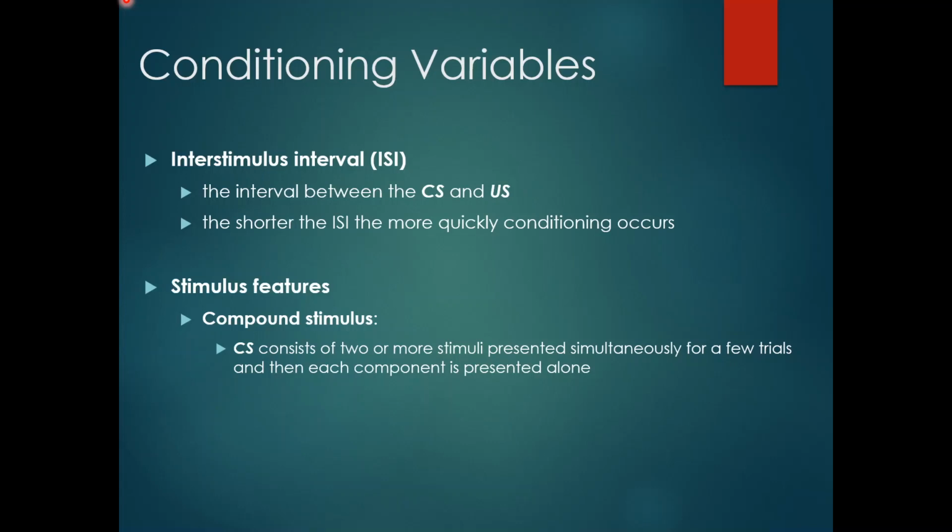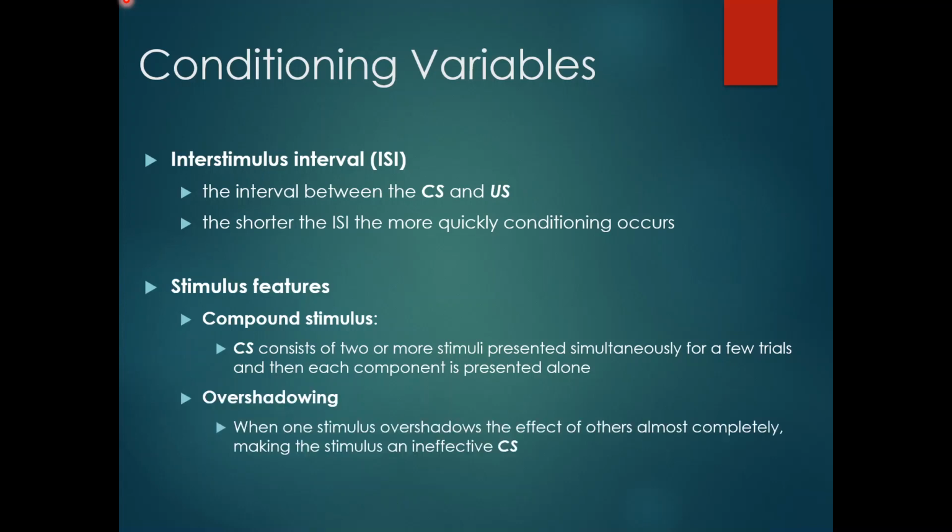If, say, the dog was presented with one or the other individually after the conditioning period. However, when that happens, overshadowing can occur. This is when one stimulus takes over the effect of the other almost completely, to the point that only one of those stimuli becomes effective or remains effective. Usually when overshadowing happens, it's because one of the stimuli is a lot more powerful than the other.